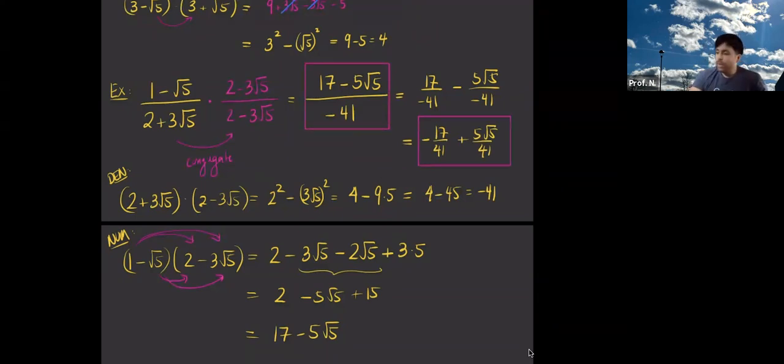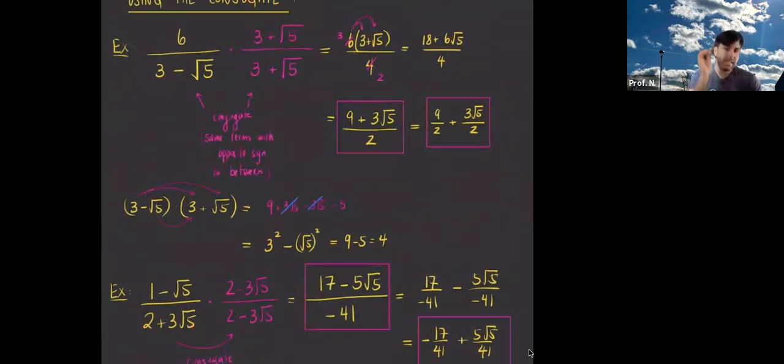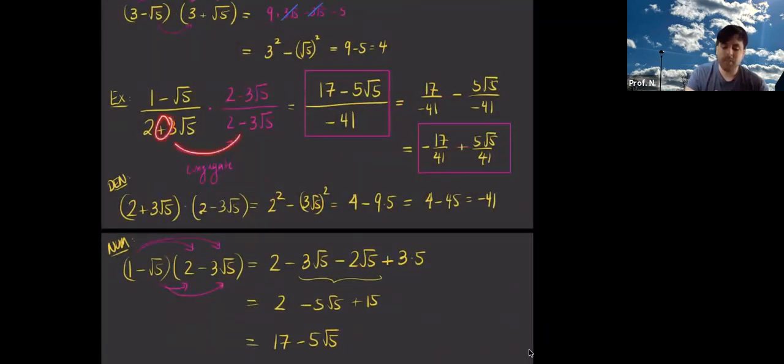Okay, so we're dealing with multiplying by the conjugate of radicals to make my denominator no longer irrational, but rational. And the conjugate is just the same terms, it's just that the sign in between is the opposite of the original. So if you have a minus sign, then the conjugate would have a plus sign. If you have a plus sign, then the conjugate would have a minus sign. That's how simple that is.